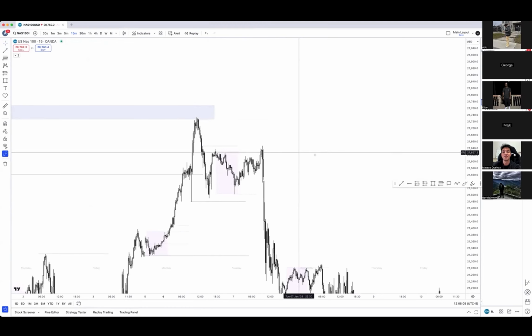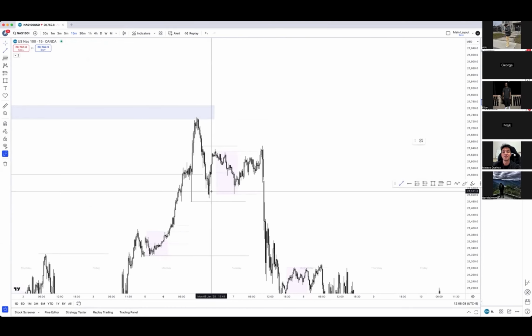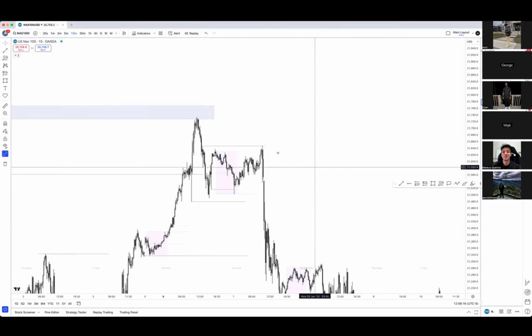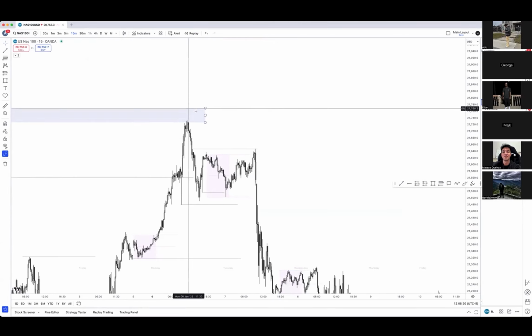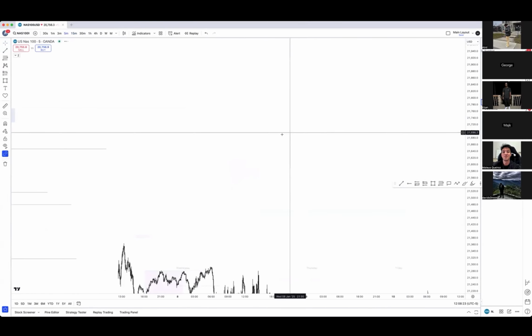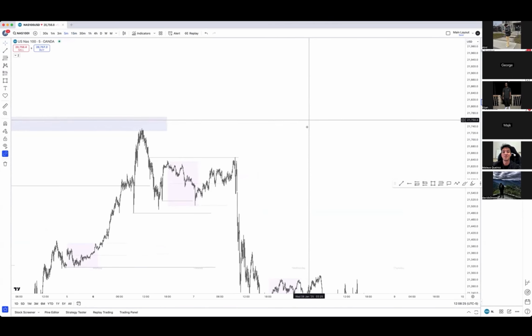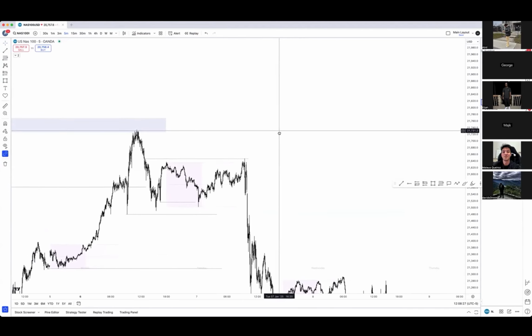You can look at this as your minor BOS to the downside, inducing more sellers. And then finally, you get the trap of sellers. Okay, so the market comes, traps the sellers. I did want price a little bit higher. I'm not gonna lie, I had a liquidity block marked above.